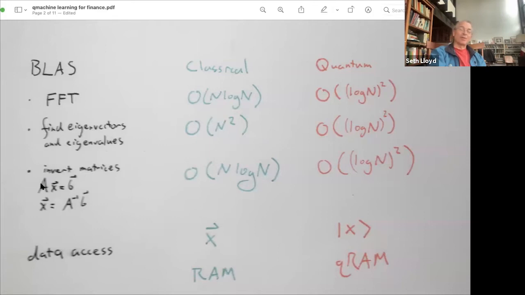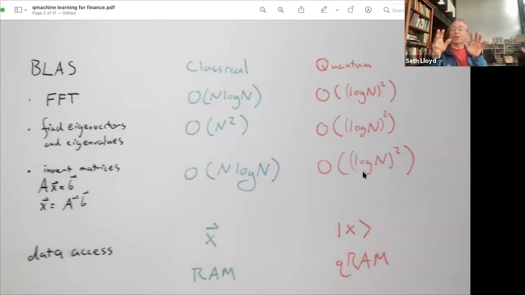Inverting matrices: if I have a big matrix A, and I want to solve the equation AX equals B, so X is equal to A inverse times B. On a classical computer, you can do this in time order n log n using conjugate gradient descent. That's already really amazing. In a quantum computer, it's order log n squared again.